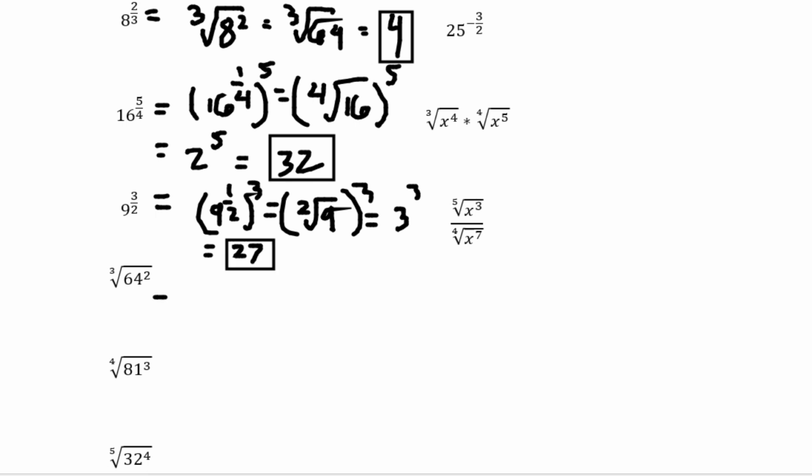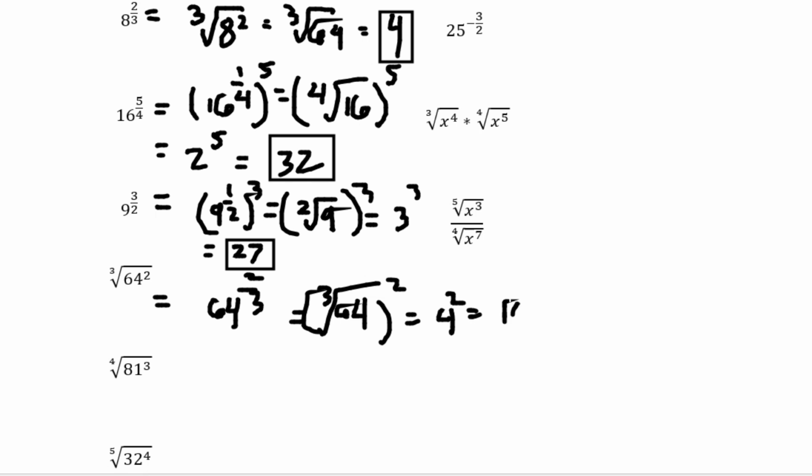Now let's try this one. Let's say we have the cube root of 64 squared. Again, we can just write this as a fraction. So it's going to be 2 over 3. And then we can just take out the 2, and we can make this 1/3. So let's take the cube root of 64, that's going to be 4, and we square it. So the answer here is going to be 16.